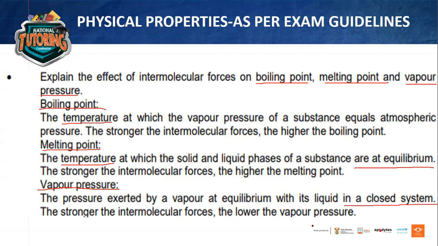Now, one mistake that we often see as we mark you is that a learner would say it is the pressure exerted by a vapor at equilibrium with its liquid, and the learner would omit in a closed system. Remember, these definitions are 2 marks or nothing. In other words, if you omit any keywords in this definition, then you are going to lose all the marks. It will not be 1 out of 2.